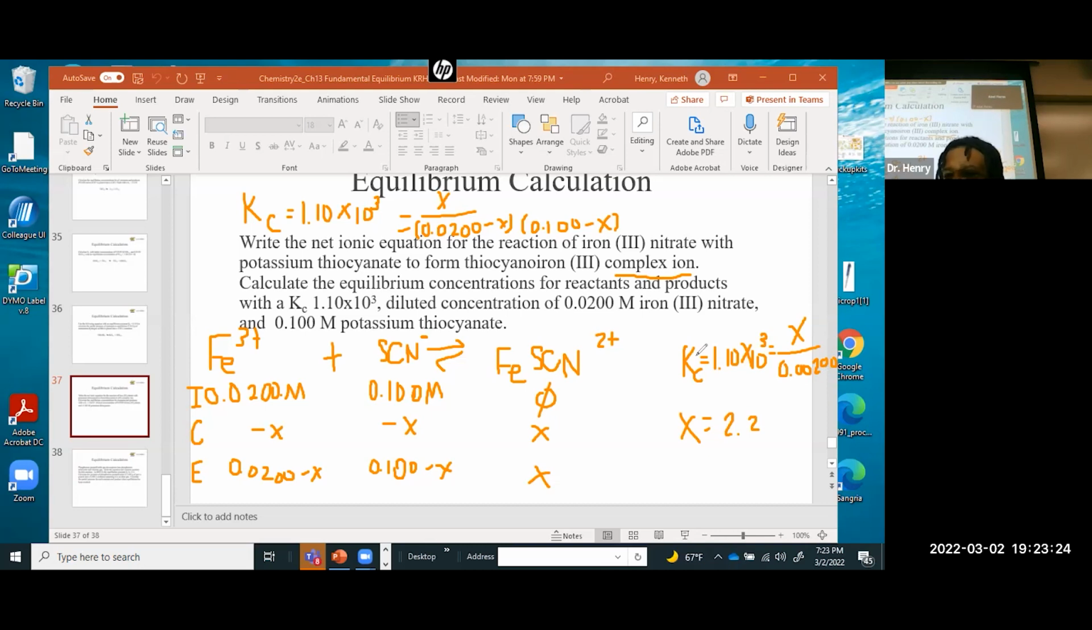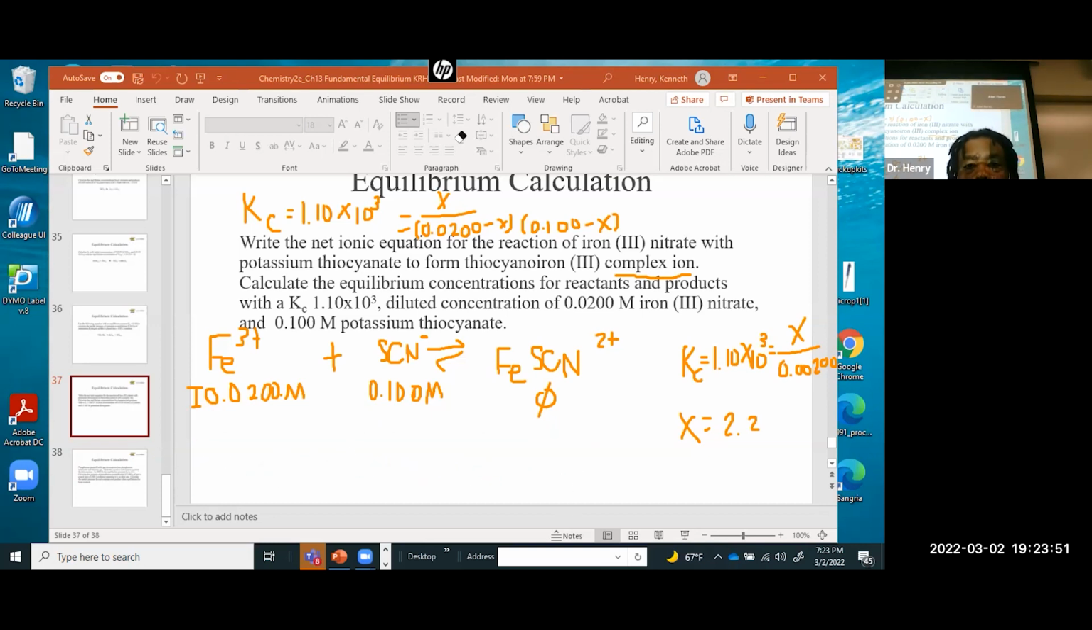So X equals 2.2. We know that that can't be the case, right? So what does that mean? We got to do it the long way. Okay, so let's do it the long way. Do you mind if I erase this stuff down here since we already established our ice table?